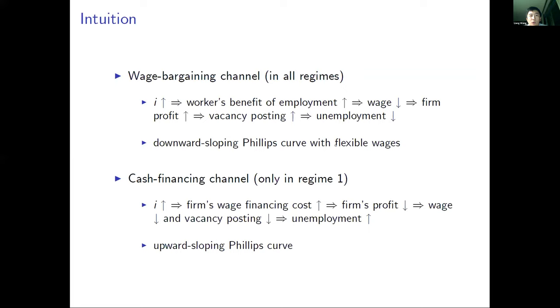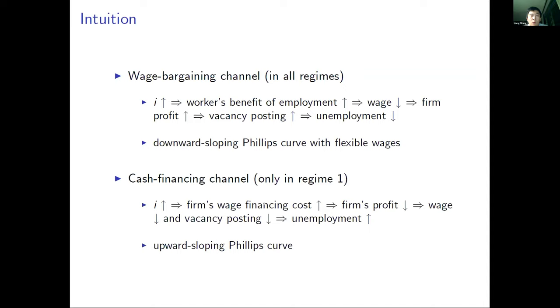The wage bargaining channel, as I explained: as the cost of holding liquidity goes up, the workers' benefit of employment goes up, so they're willing to accept a lower wage. This leads to the firm's surplus from matching with workers going up, which leads to more vacancies being posted. Through the extensive margin effect, the unemployment rate is going to go down. This channel by itself generates a downward sloping Phillips curve, even though we don't have anything like that. And then the cash financing channel works in the opposite direction.